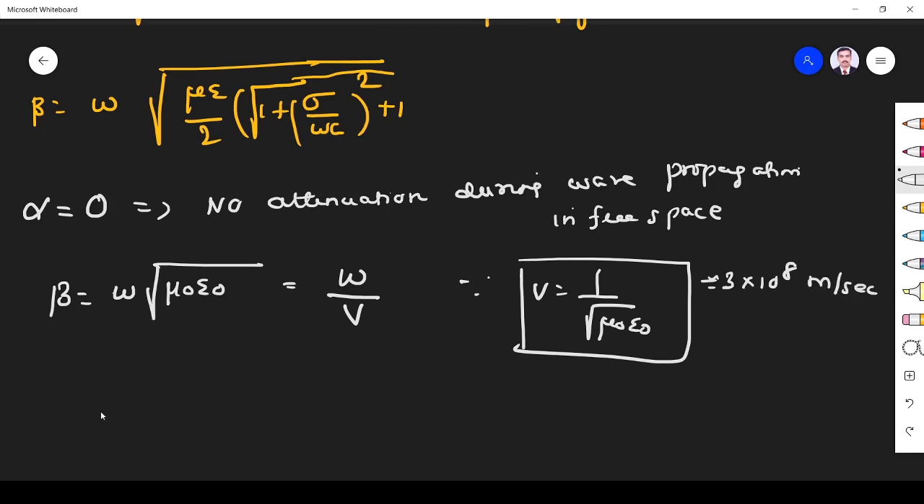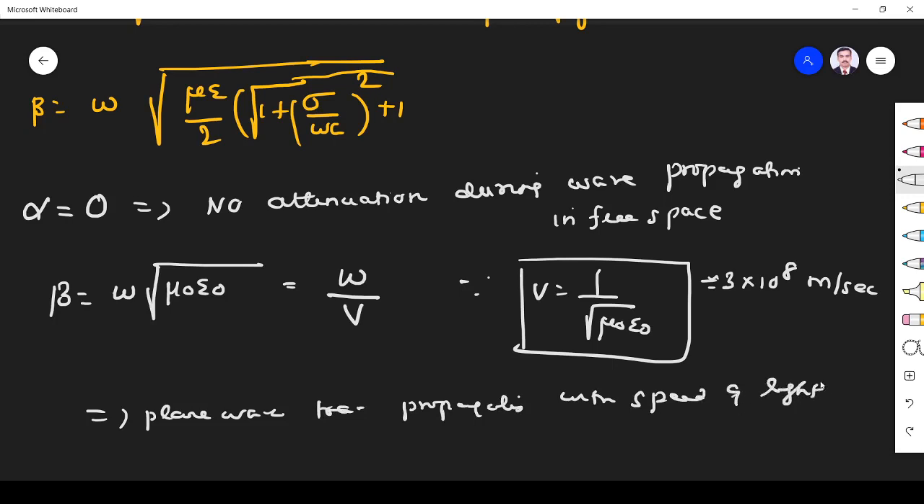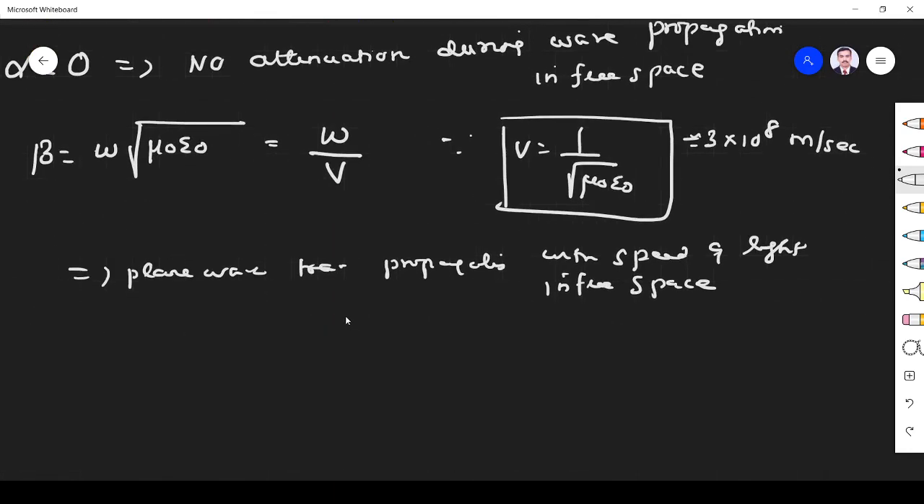So what we are understanding is that a plane wave travels or propagates with the speed of light in free space. This is the most important thing we must know. In free space, there is no attenuation. In free space, a plane wave is traveling with the speed of light. So we got it. Lambda, the wavelength of the wave, is 2 pi by beta. That is a very, very important point to be noted.